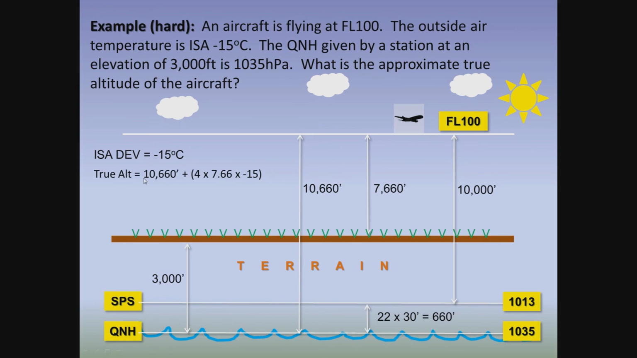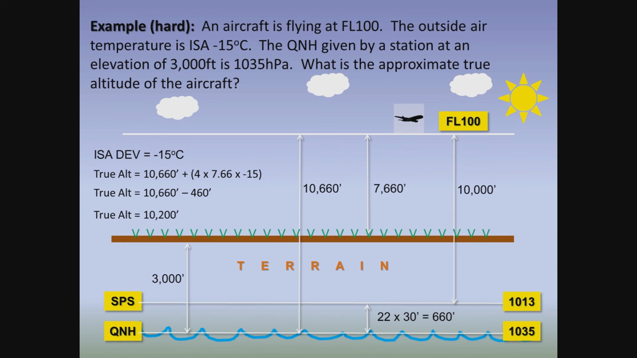So the true altitude is therefore the indicated altitude on QNH, which we said was 10,660 feet, plus the temperature error correction, which is 4 times the height of the air column in thousands of feet, which is the 7,660, multiplied by the ISA deviation of minus 15 degrees. Therefore we get 10,660 minus 460 feet gives us a true altitude of 10,200 feet. So you can see that our indicated altitude is telling us we're at 10,660, when in actual fact we're over 400 feet lower than that. So from a terrain clearance point of view, very, very serious.